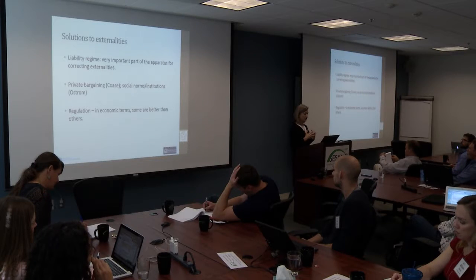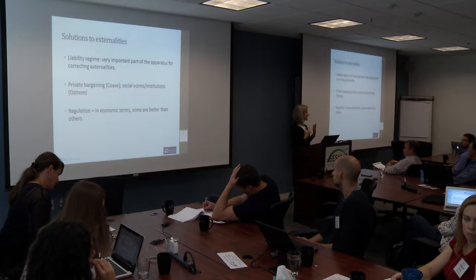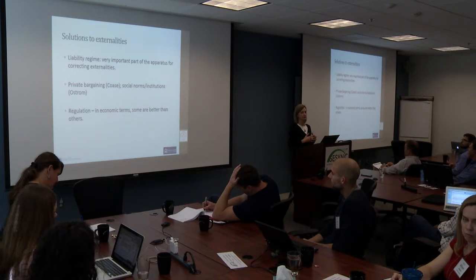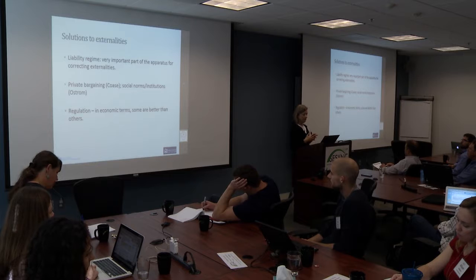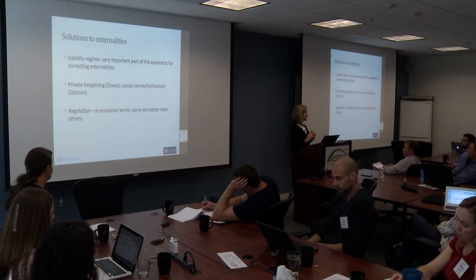So if private bargaining or social norm institutional approaches fail, if the liability regime isn't sufficient either because the harmed parties are so diffuse that they're not able to come together in some reasonably cost-effective way to deal with whoever's causing the externality, which is often the case when we think about diffuse pollution problems like air pollution or water pollution, then we're in the world of thinking about some kind of government intervention, usually some kind of administrative or legislative regulation. And in economic terms, some types of regulation are better than others.